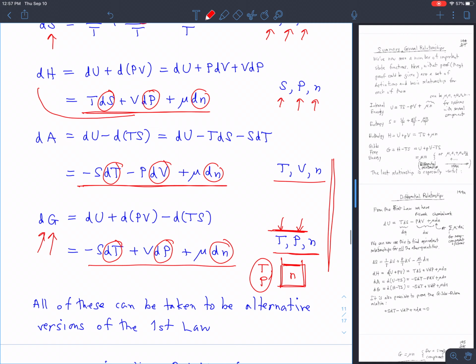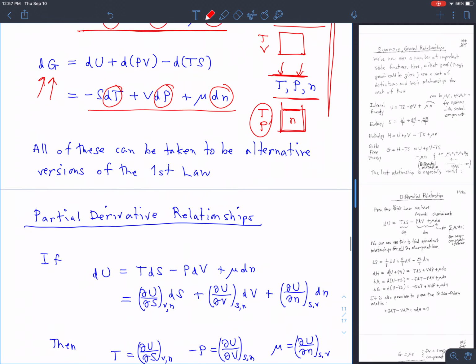And in the same way, the natural variables for a constant temperature, constant volume process are T, V, and N. These two are held constant, and that's why the Helmholtz free energy is the natural quantity to use and make use of for a constant temperature, constant volume process.